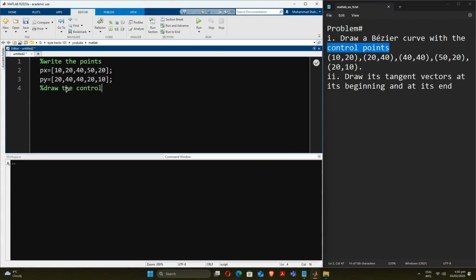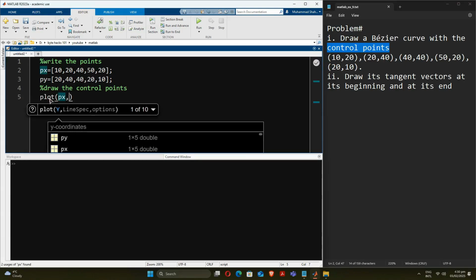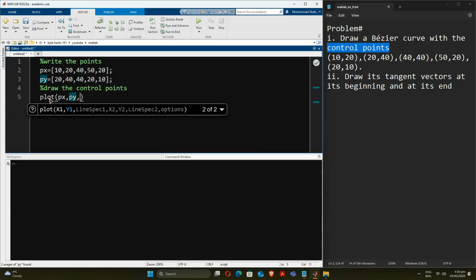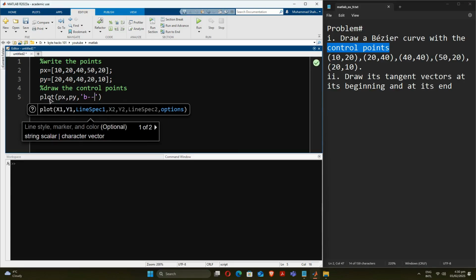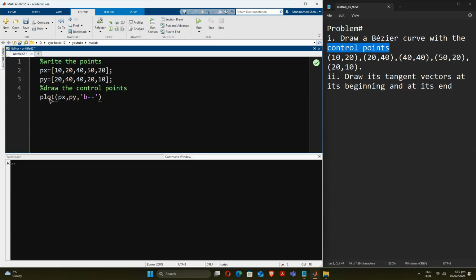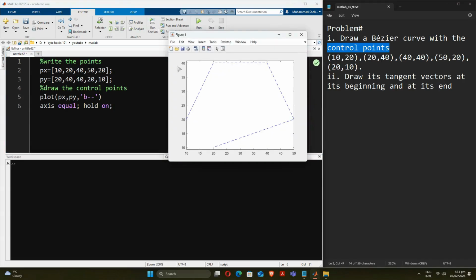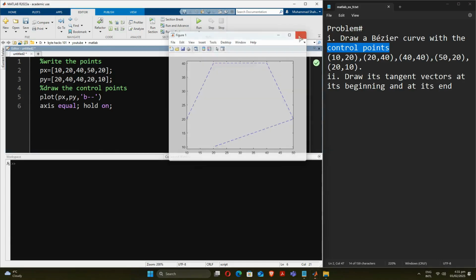So now we will draw the control points and we will use the plot function here. And we will draw the control points in blue dash lines. I'm putting x is equal and hold on here. Now we will run the section. And we can see the control points in blue dash lines.